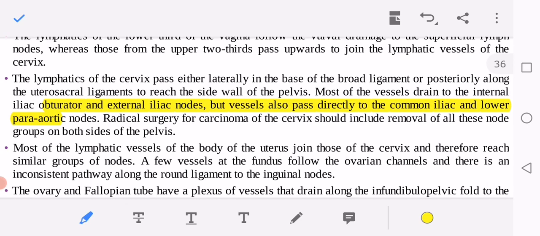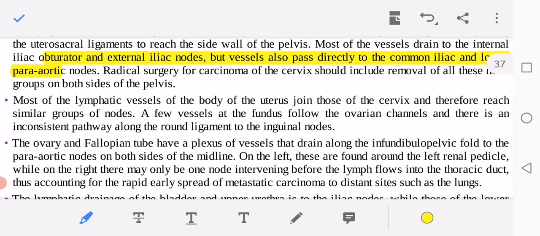Okay? Most of the lymphatic vessels of the body of the uterus join those of the cervix and therefore reach the similar group of nodes. A few vessels at the fundus follow the ovarian channel, and there is an inconsistent pathway along the round ligament to the inguinal nodes.